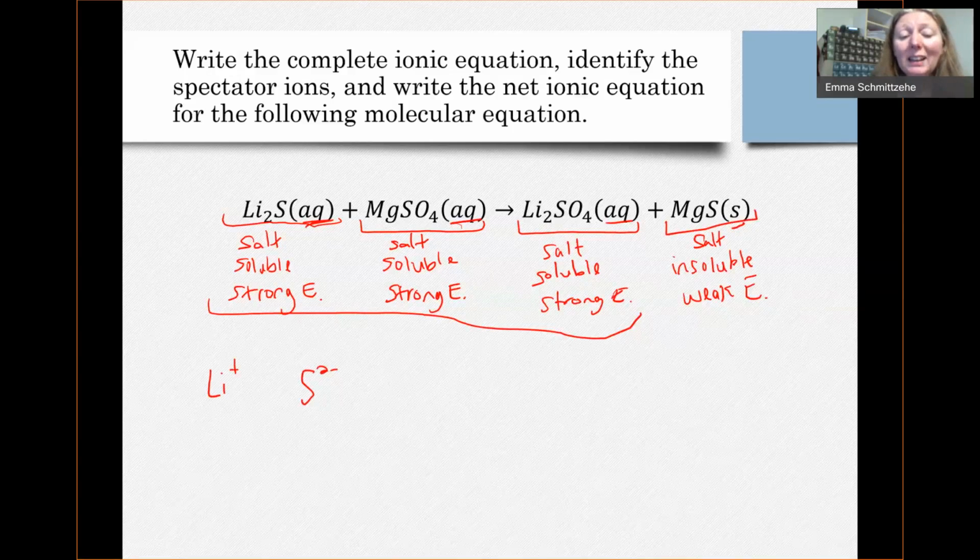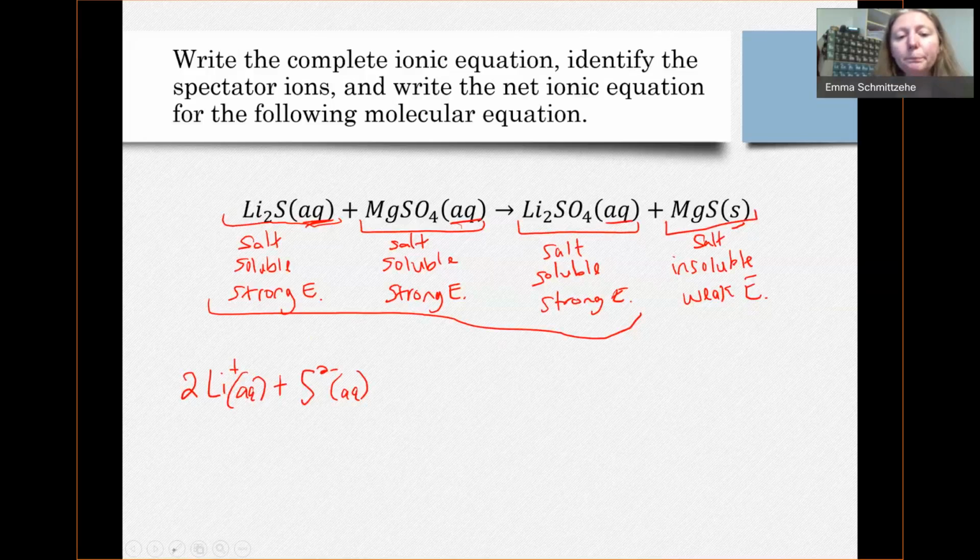So when I split that up, I get 2 Li+ and 1 S2-. So I'll put a coefficient of 2 with the lithium, okay? Because I need 2 of those. And that is going to be aqueous just like the compound. When you split it up, those ions are still aqueous. And so that's that first compound.